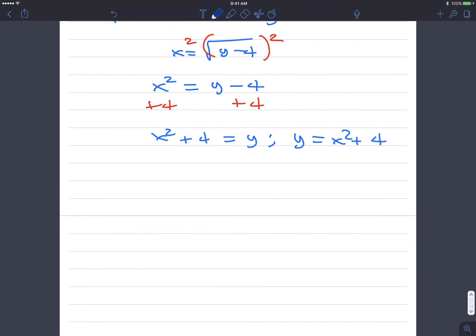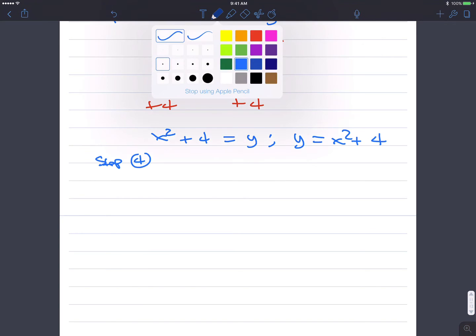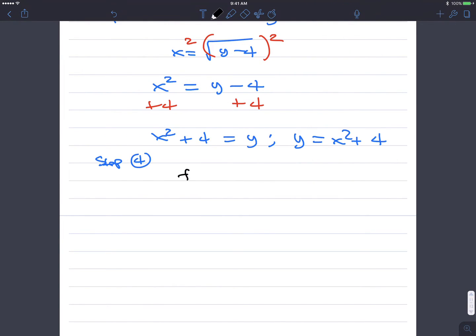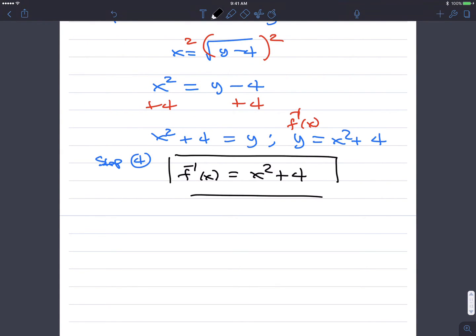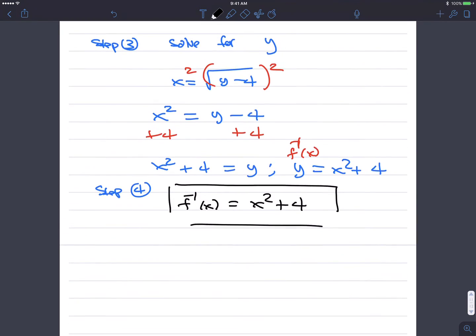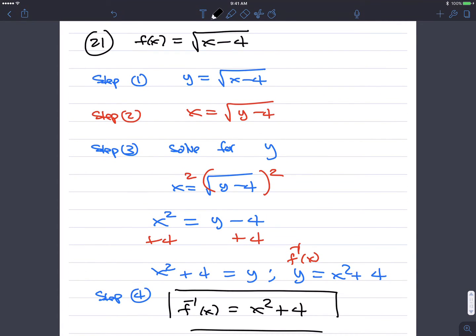What's the last step? It's your answer step. You're done in step 4. So what do you say? F inverse is, what is it? X squared plus 4. Remember we said, let y be what now? This is your answer. You are done. It's the same 4 steps over and over again. Okay, notice that the inverse of a square root is a square.